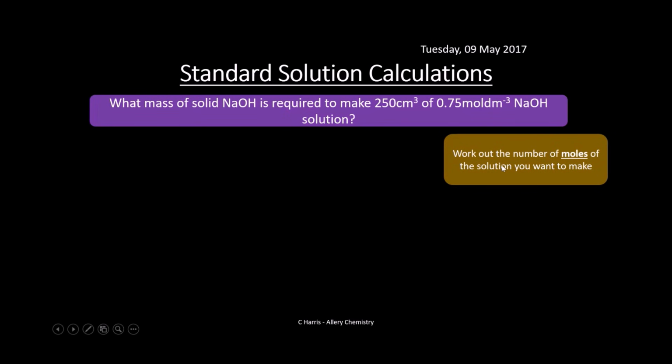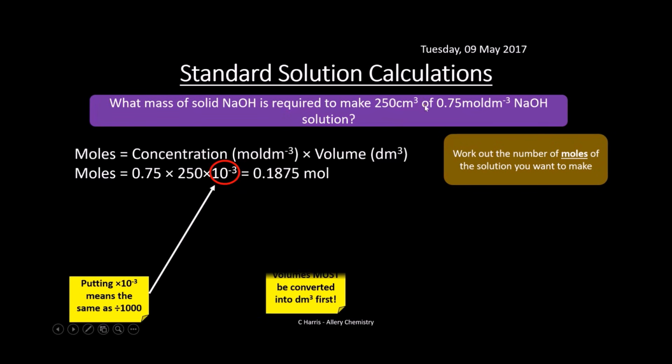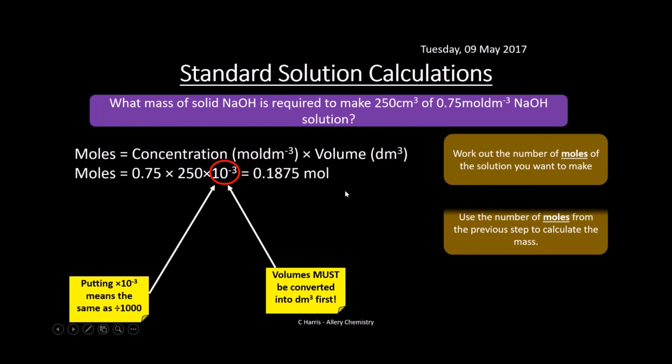So first thing, work out the number of moles of the solution you want to make. Okay, so moles, we've obviously got a volume, we've got a concentration. From this we can work out the moles. So moles is concentration times volume. Volume's got to be in dm³. So moles is 0.75 times 250 times 10 to the minus 3. Remember, this is dividing by 1,000, which converts into dm³. That's why we've put that on there, remember from the previous slide. Number of moles, 0.1875 moles. That's the amount that we need to make.